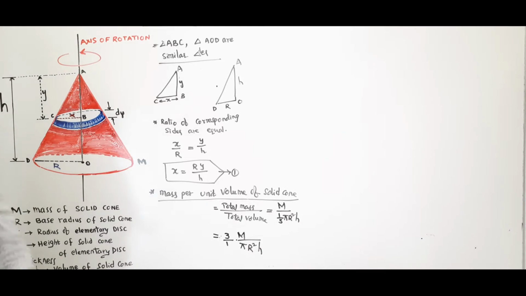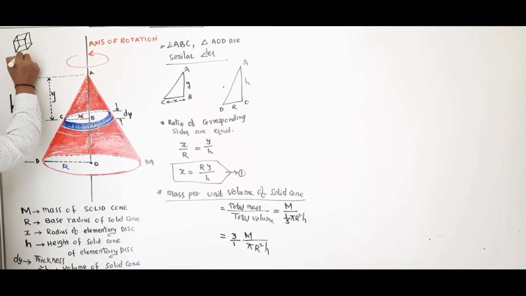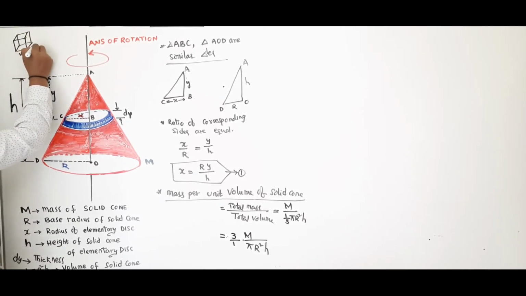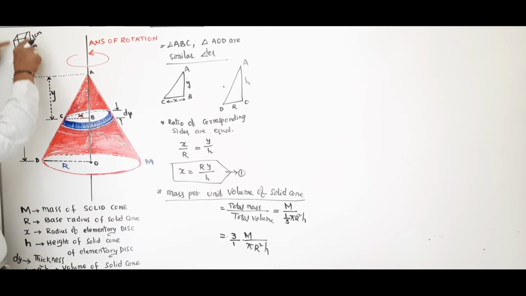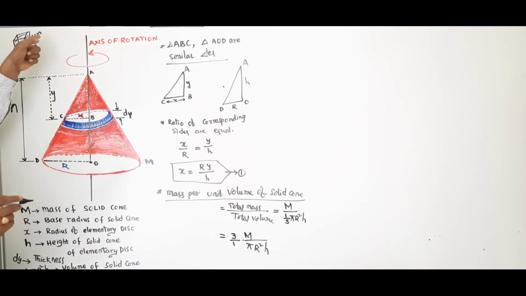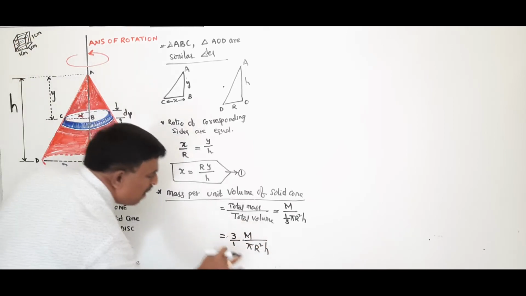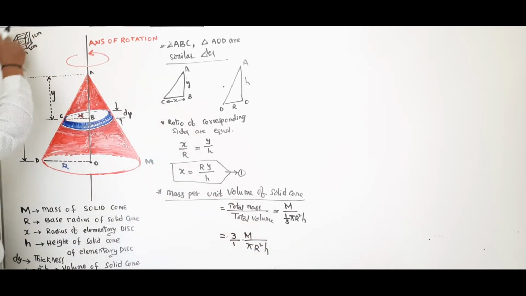What is the meaning of mass per unit volume? Let us consider a unit cube: 1 centimeter length, 1 centimeter breadth, 1 centimeter height. This cube we are calling the unit cube. This total volume we are calling the unit volume. This is the mass of this unit volume.